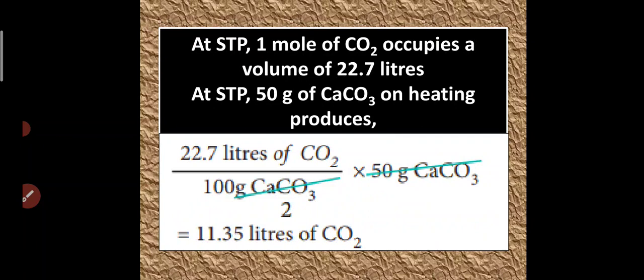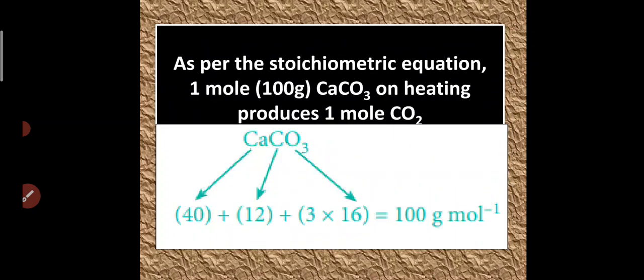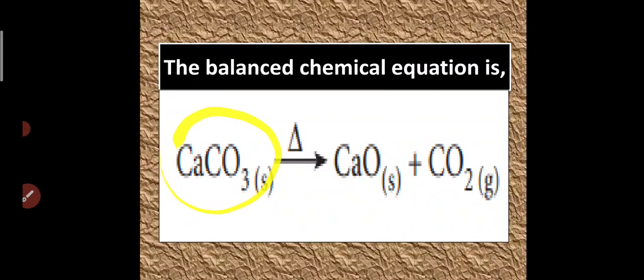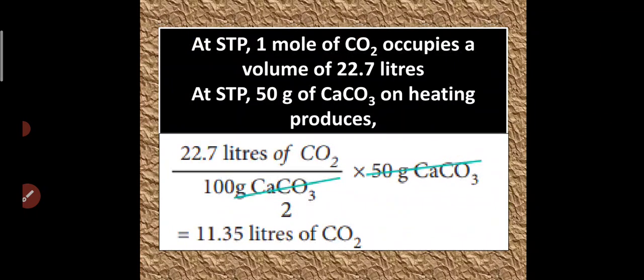At STP, 1 mole of CO2 occupies 22.7 liters. They have given the standard conditions themselves. In the last class we saw the set of conditions and that for these standard conditions, this many liters of gas will be occupied by 1 mole. So CO2 occupies 22.7 at STP. So CO2 is the first half of the question, 22.7 liters of CO2. Next half is 50 gram of CaCO3. That should be on the right hand side. How many CaCO3 are already in our equation? Only one CaCO3. Mass of one CaCO3 is 100. So if you cancel this, you will get the answer as 11.35 liters of carbon dioxide.